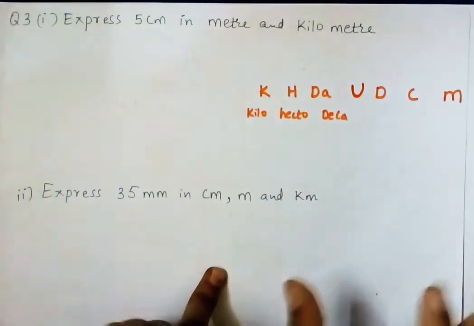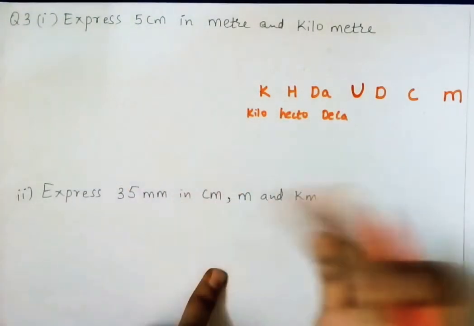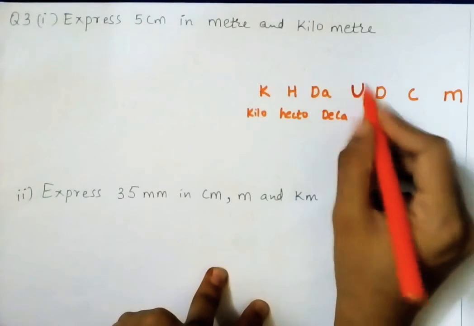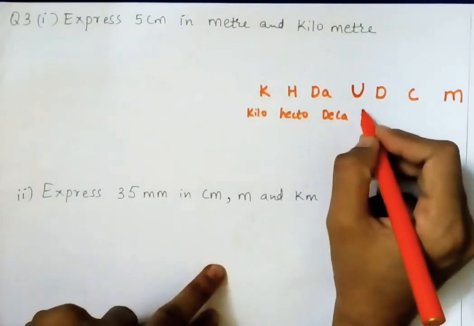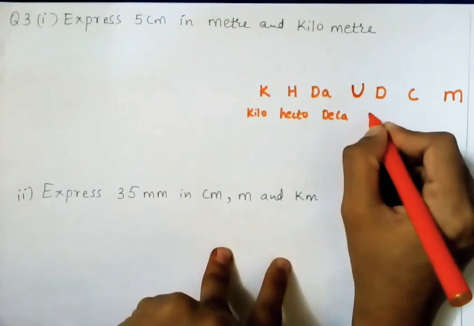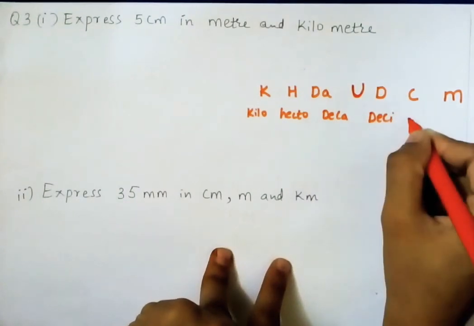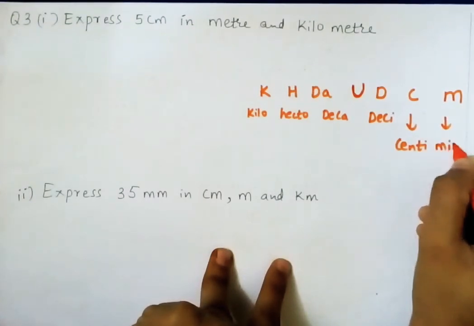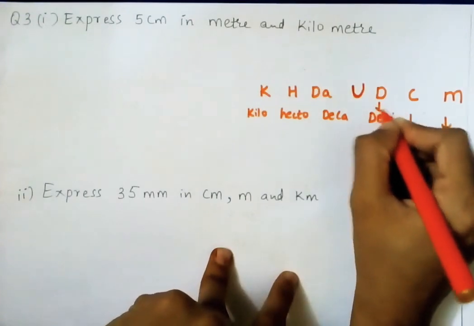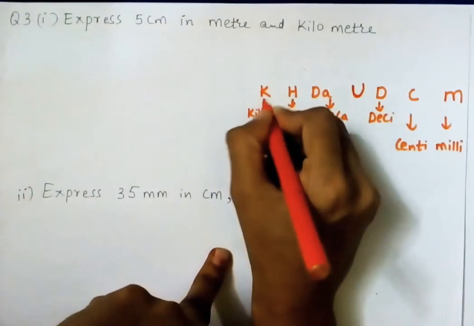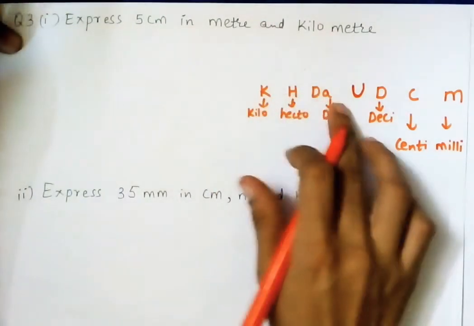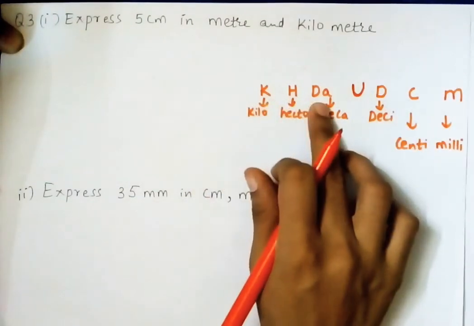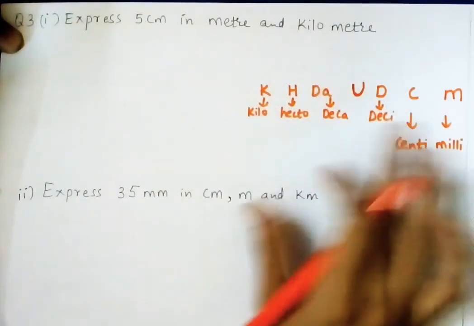If you know this sequence, you can convert any unit, whether it is meter, kilometer, hectoliter, decaliter, gram, whatever unit. Unit means here liter, meter, gram, whatever units are there, that we will use. And this D means deci, this C means centi, and this M means milli. So you know this now: kilo, hecto, deca, unit, deci, centi, milli. First you will write this sequence: K, H, DA, then U, D, C, M. This you need to write.